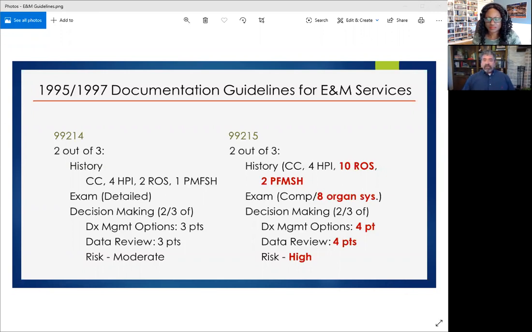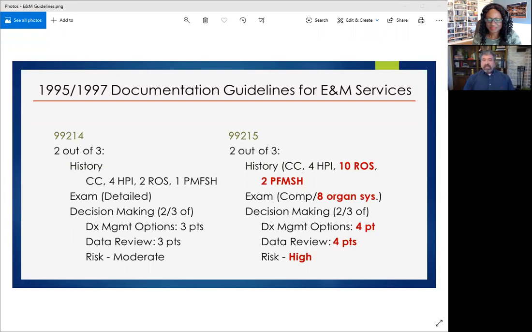Then exam, you have to do a comprehensive exam, which is 8 organ systems, which is actually pretty difficult to do online. And so I don't really recommend that. So really for a level 5 online visit, I'm looking at 10 review of systems that are necessary. I just don't want to ask 10 just to ask 10. They need to be important to the patient. 2 elements of the past family medical social history.